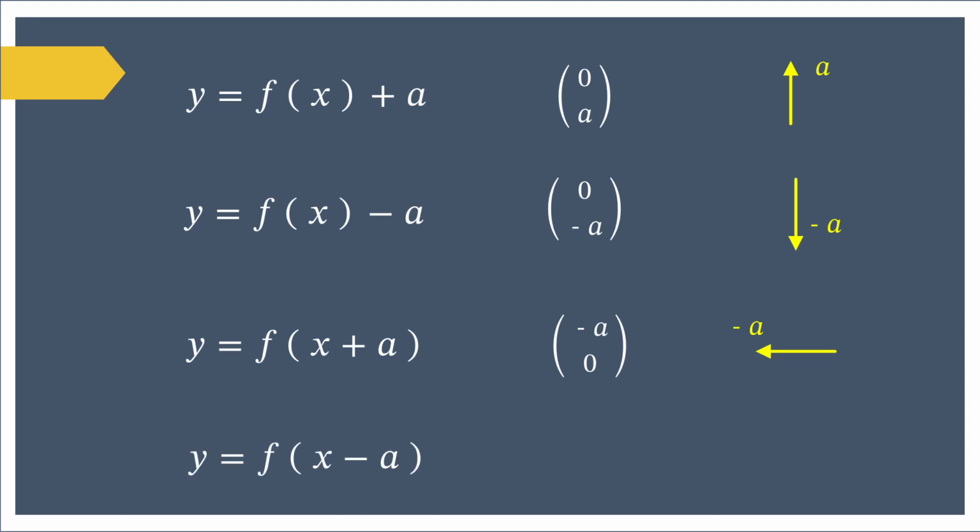Lastly, the graph of y = f(x - a) is represented by the vector (a, 0) and it is a translation or shift of the original graph y = f(x) in the positive x direction by a units. And this is all provided a is a positive constant.